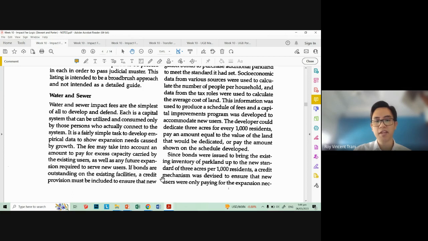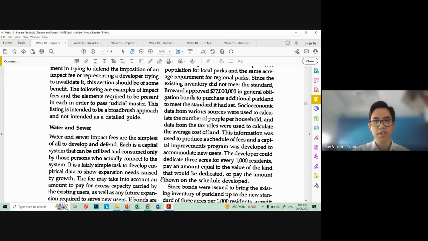The fee may take into account an amount to pay for excess capacity carried by the existing users, as well as any future expansions required to serve new users. So for a subdivision, you just count the number of lots, how many people live in those lots, and that's how you can calculate the gallons per day.